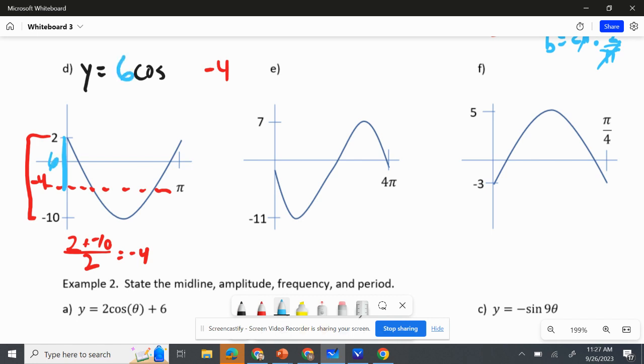And then the last thing that I'm going to do is find my B value. That's the frequency. So what I do is I take 2 pi over my period, which of course in this case is pi. So that would be 2.